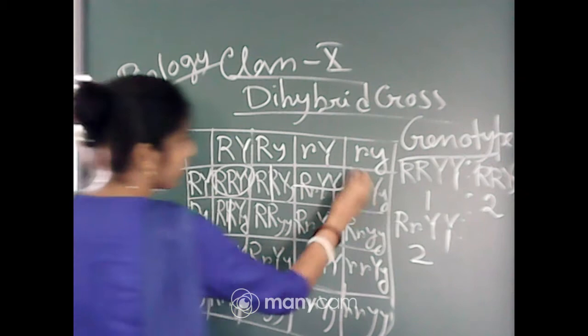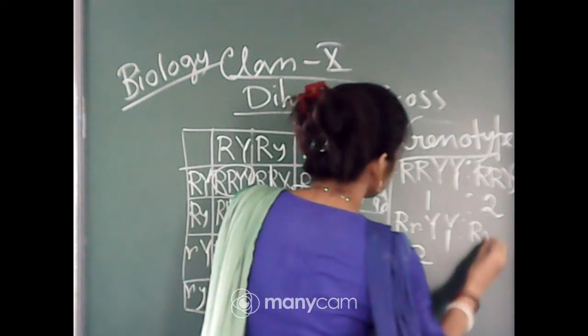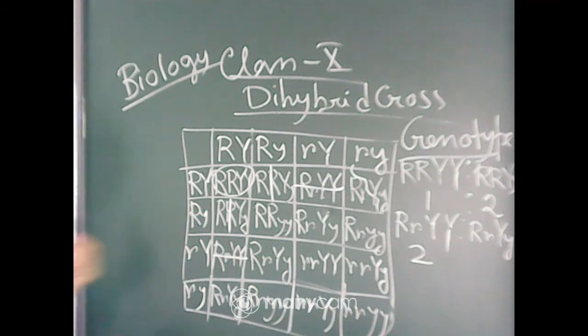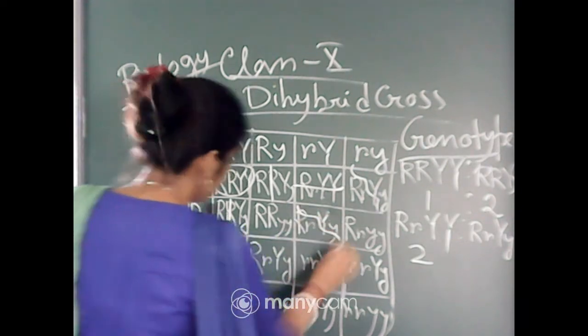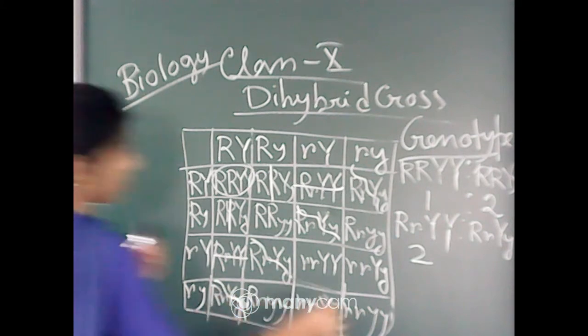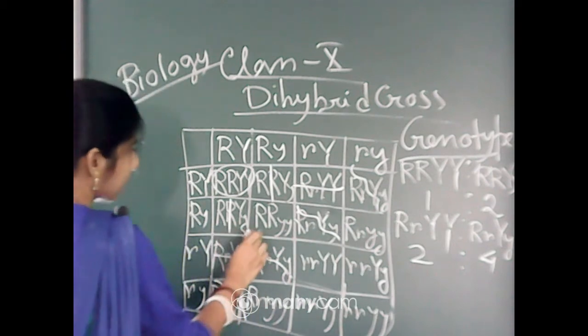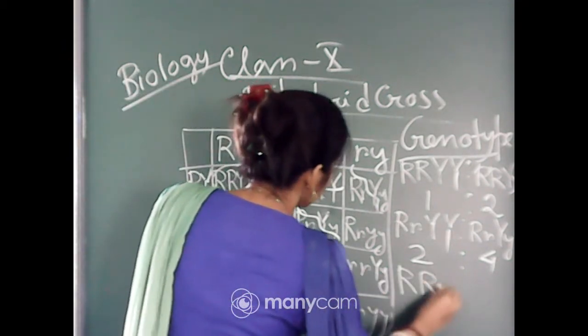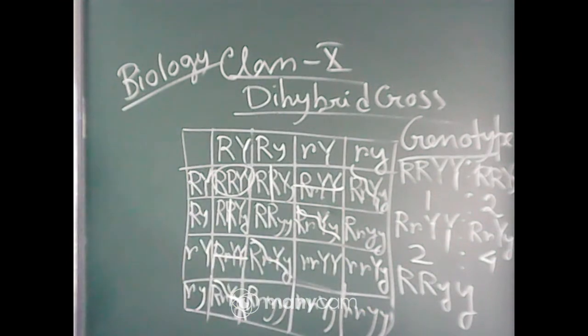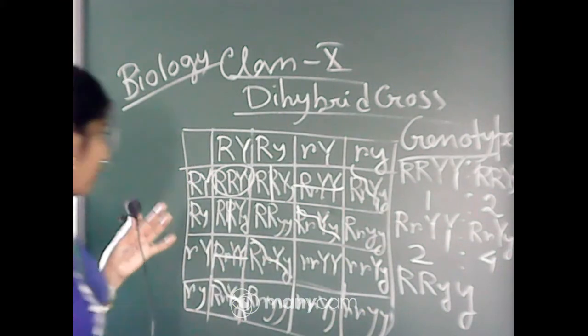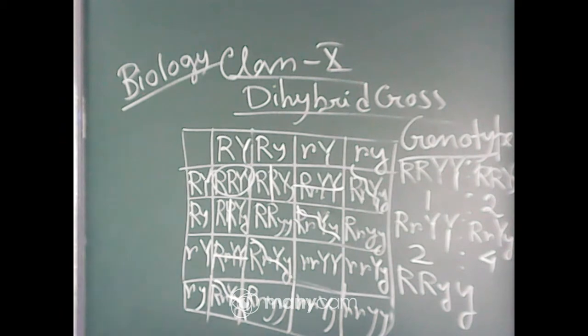Next, this one, capital R small r, capital Y small y. Now tell me, what is the number? What will be the number? Very good. So this one, this one, this one and this one. So the ratio is 4. So, completed. Next, this one, capital R capital R small y small y. Number? 1.